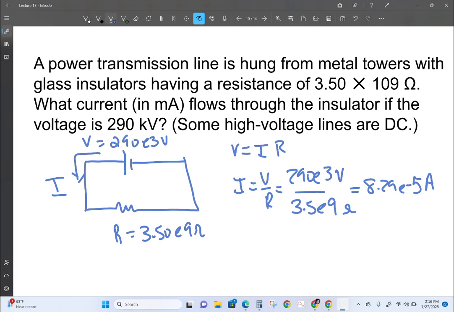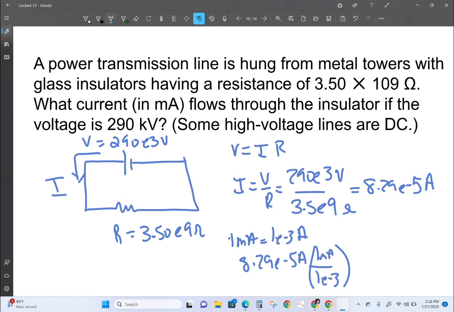Now we want to change that to milliamps. So 1 milliamp is 1 e to negative 3 amps. So if I convert 8.29 e to the negative 5 amps, I'm going to divide that by 1 e to negative 3. So negative 5 divided by e to the negative 3 is really negative 5 minus negative 3, or negative 5 plus 3. So that's going to give us 8.29 e to the negative 2 milliamps.